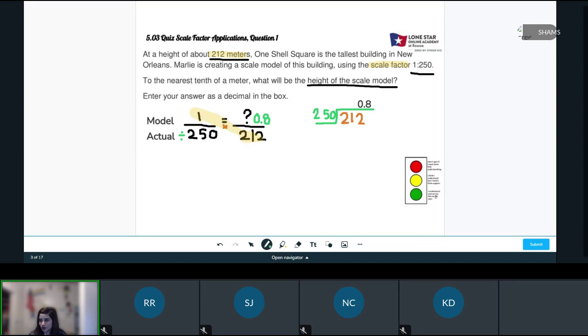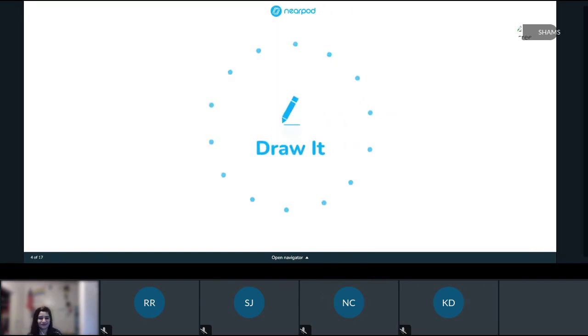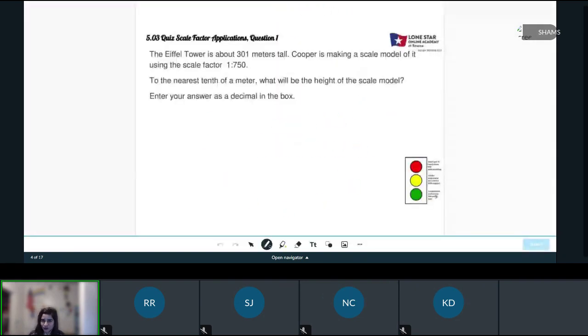Let's go ahead, move on to question 3, and we are talking about 5.03 quiz, scale factor applications. This is again question 1, variety 2. The Eiffel Tower is about 301 meters tall.